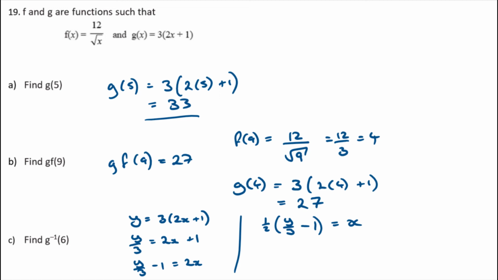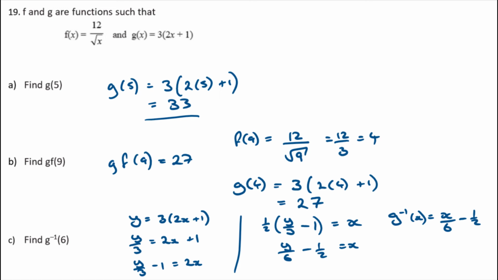Can I tidy that up? Yeah, so I'm just going to do the half times y over 3, and that's going to be y over 6 minus a half. That's going to be equal to my x. So then my inverse function, g to the minus 1 of x, is going to be that function. I'm just going to replace back the y's with x's. It's going to be x over 6 minus a half.